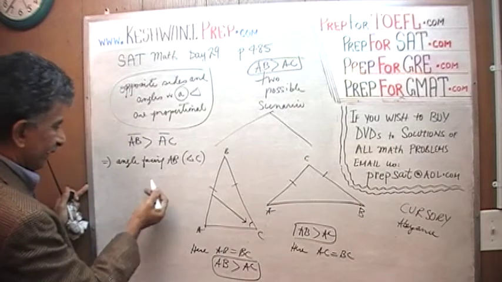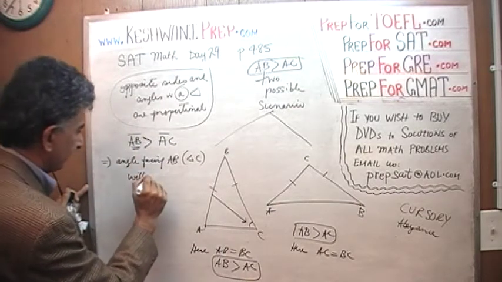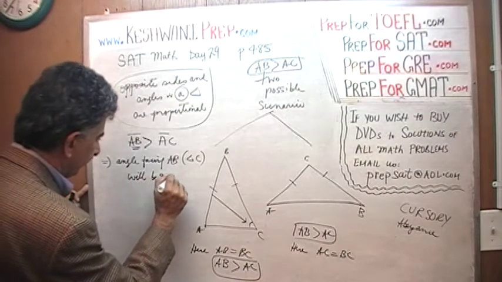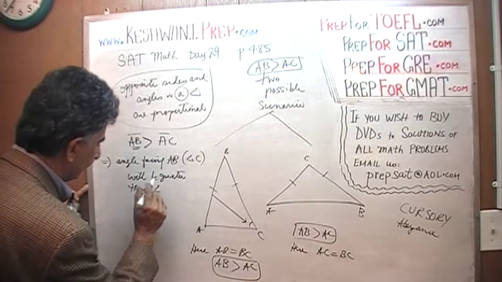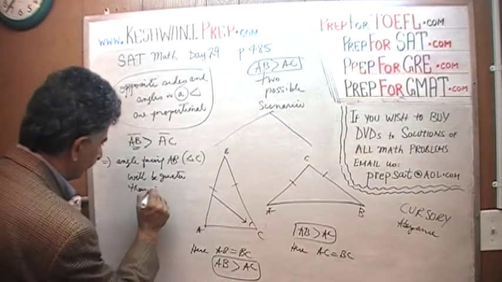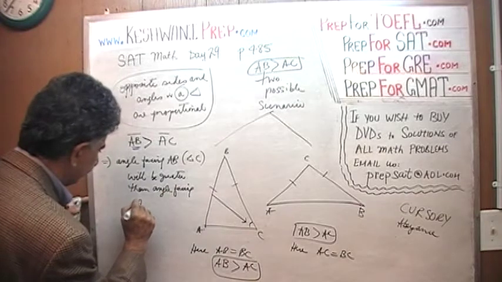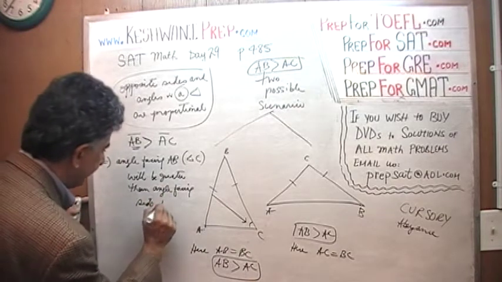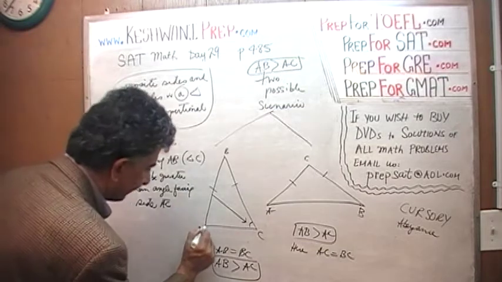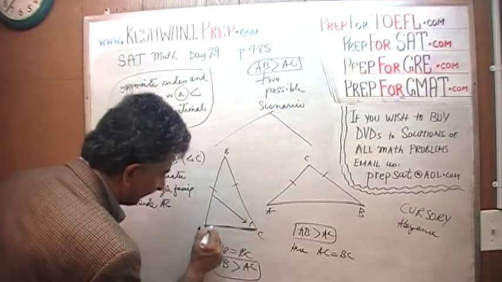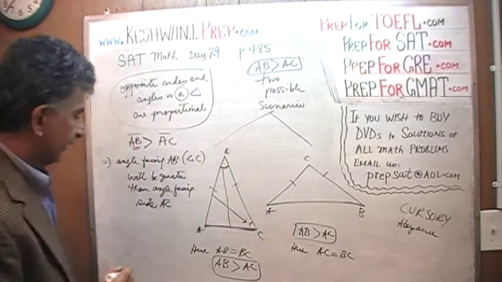Angle facing side AB will be greater than angle facing side AC. Can you tell me which angle faces side AC? There is your side AC at the bottom here. The angle that faces side AC is this angle right here on the top. That's angle B.